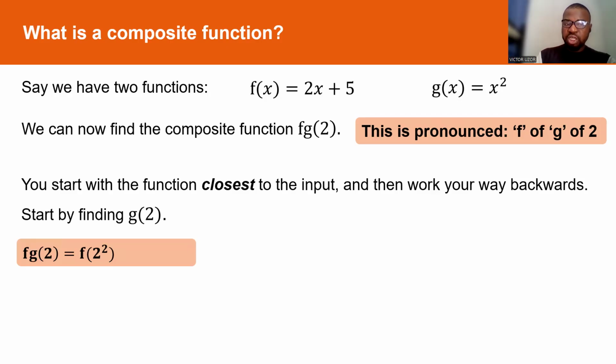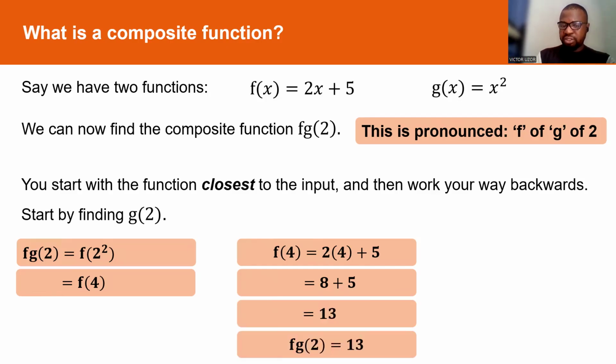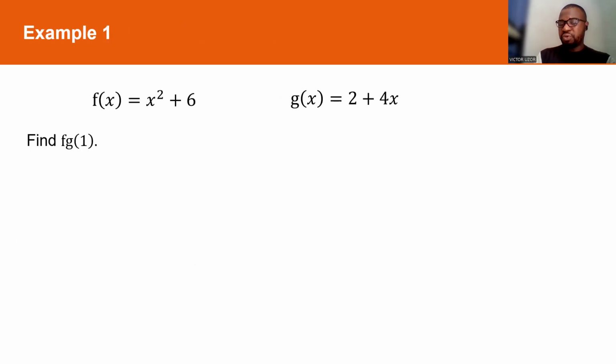When you put 2 inside g, it's going to give you 4, because g of x is x squared and 2 squared will give you 4. So then you put the 4 inside f and you get your answer. It's as simple as that. So fg of 2 is going to give you 30.